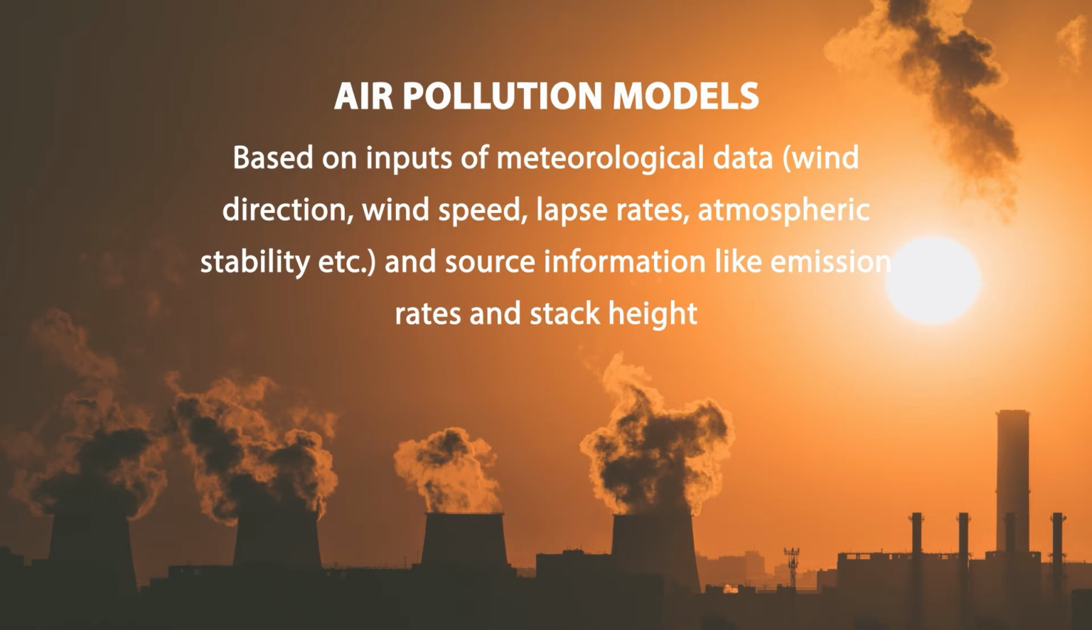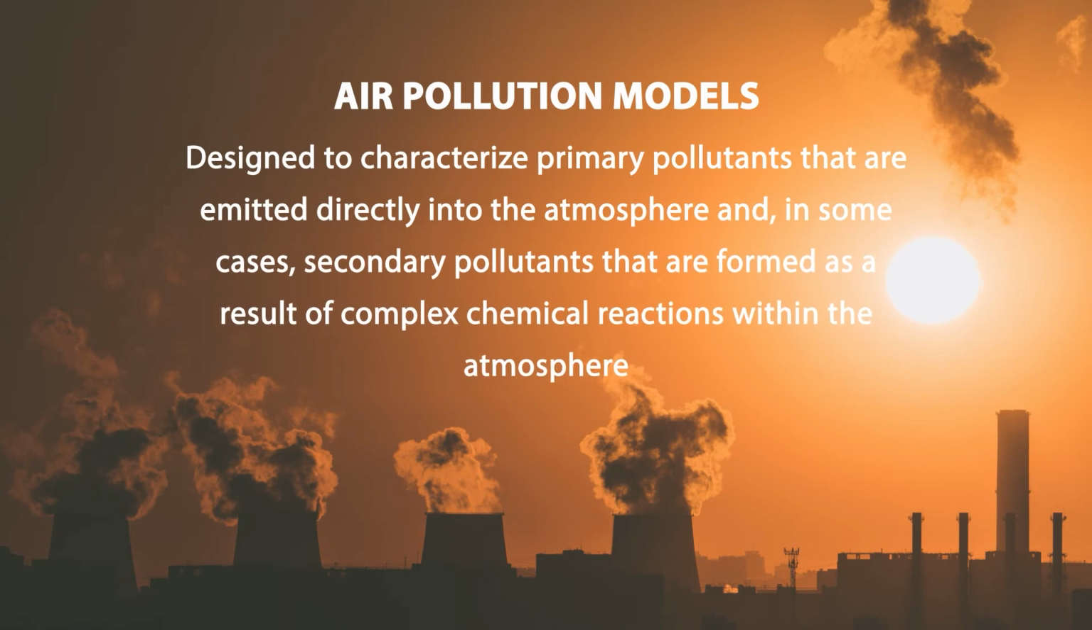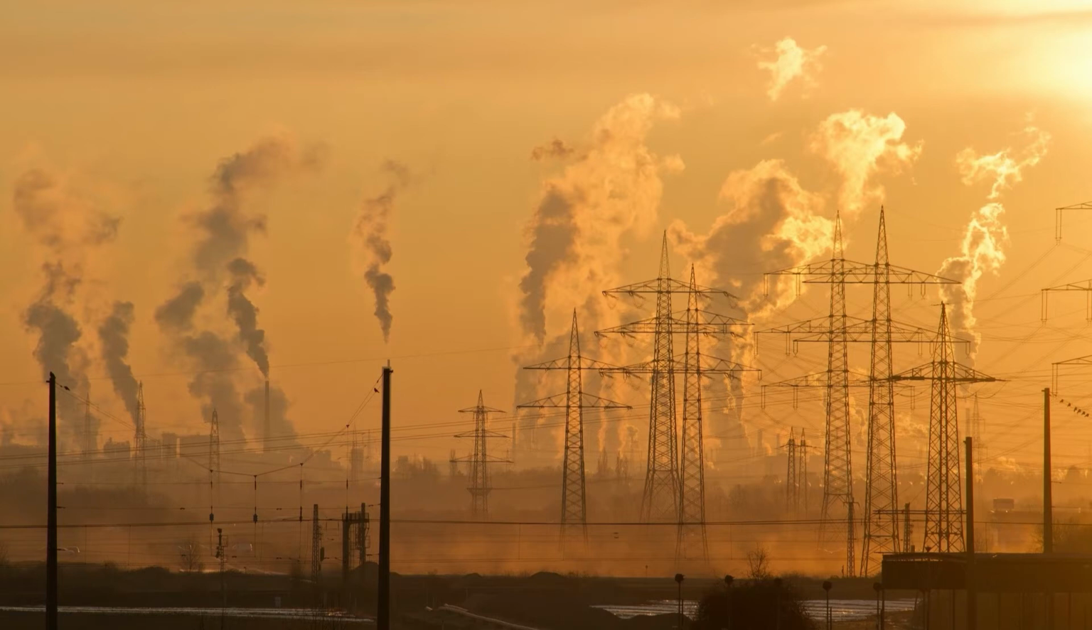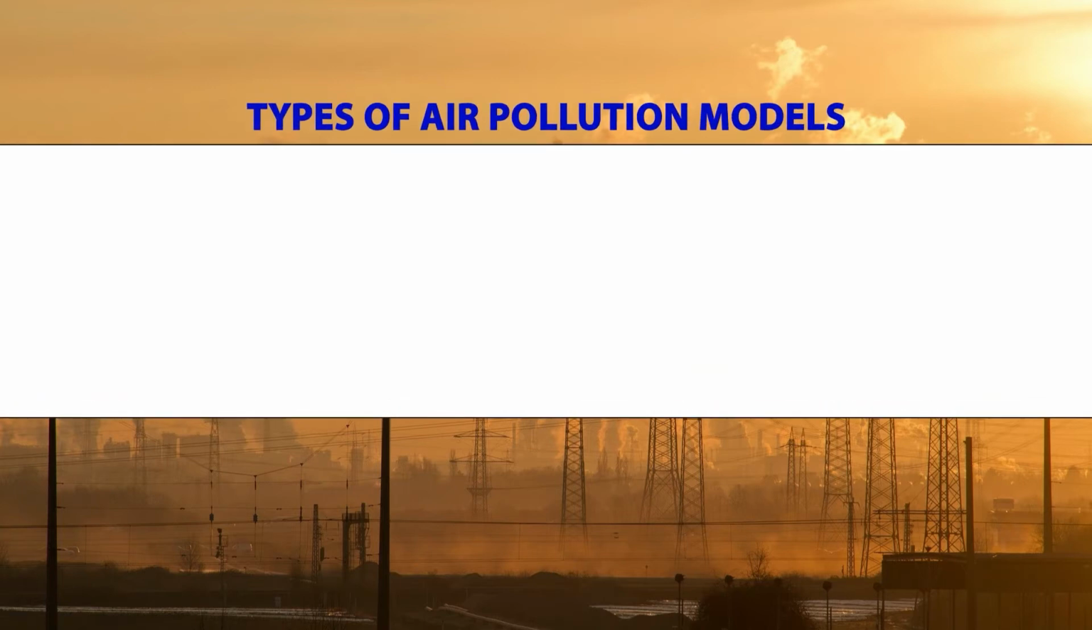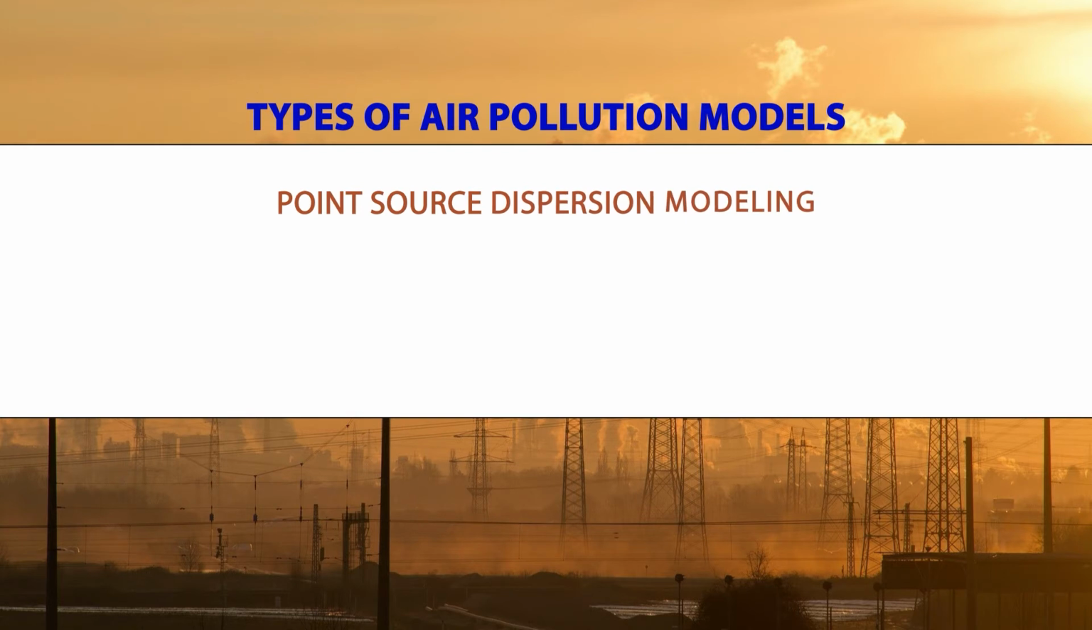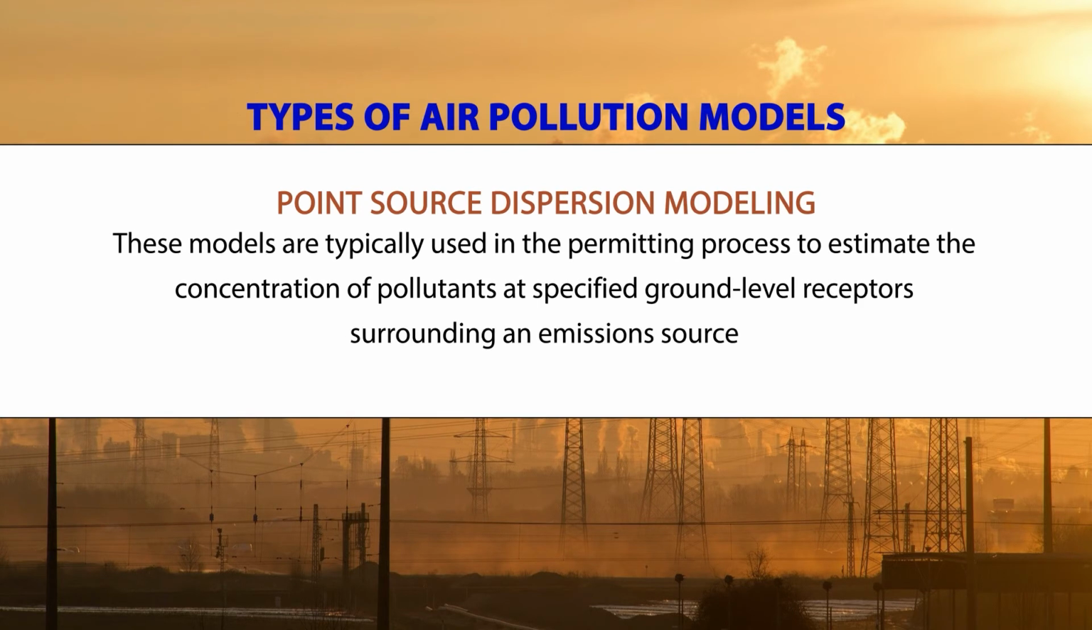Basically, these models are designed to characterize the primary pollutants that are emitted directly into the atmosphere. And in some of the models, even the secondary air pollutants that are formed as a result of a reaction between the primary pollutants are also possible. So basically, across the world, there are two types of models that are widely used. One is point source dispersion modeling, another one is receptor modeling.